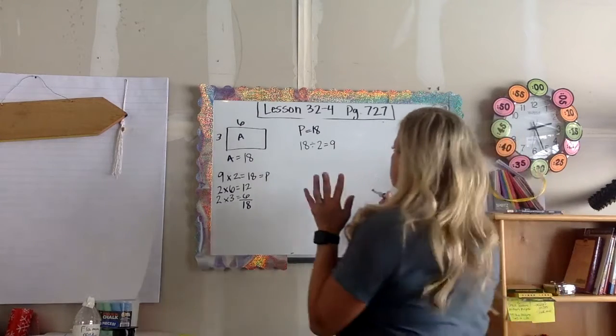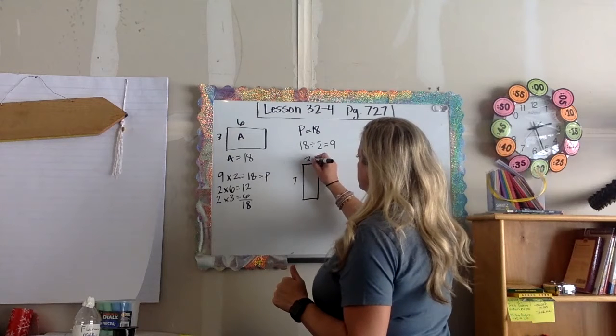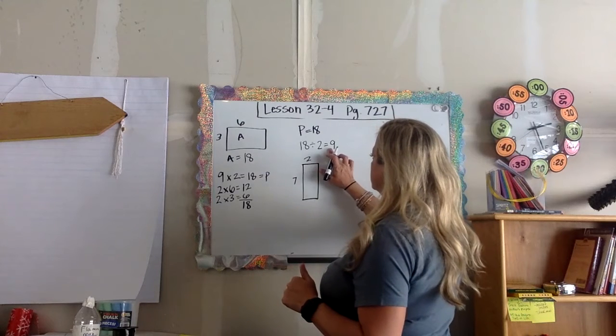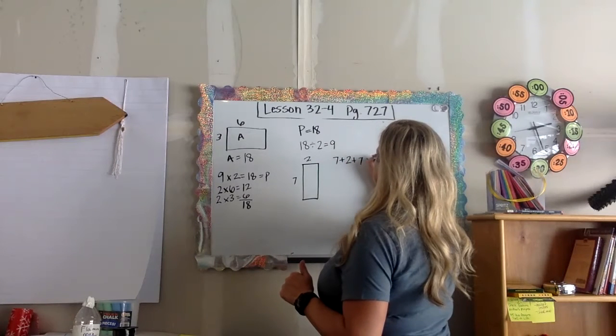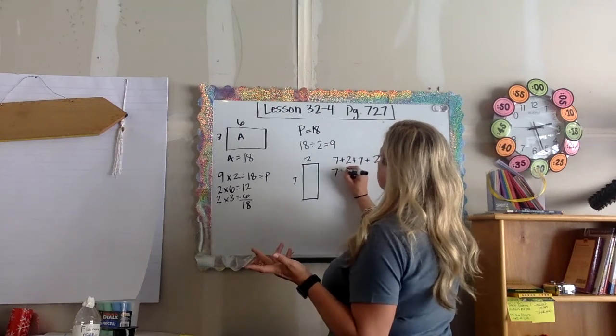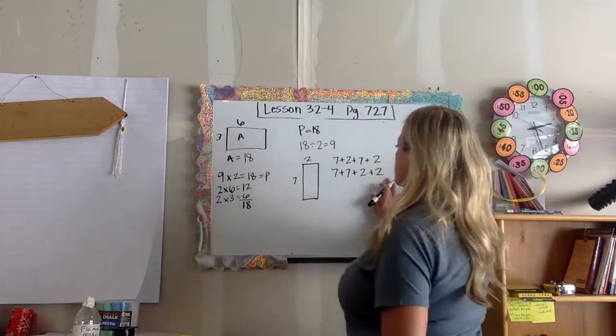7 and 2. So I'm going to say this side is 7 and this side is 2. 7 plus 2 is 9. Good. So I could do 7 plus 2 plus 7 plus 2, or like I did before, 7 plus 7. I just put them in different orders. So the same numbers, just different orders.